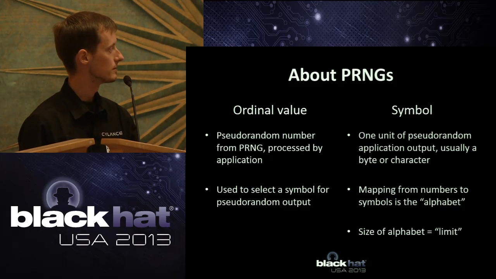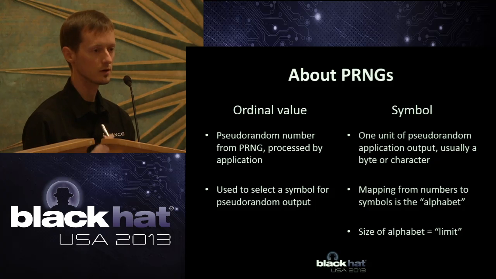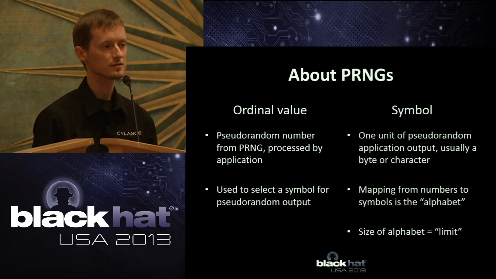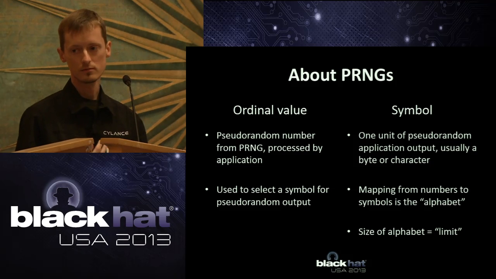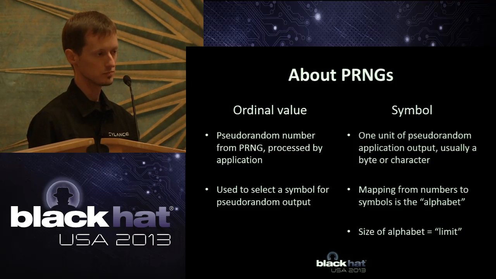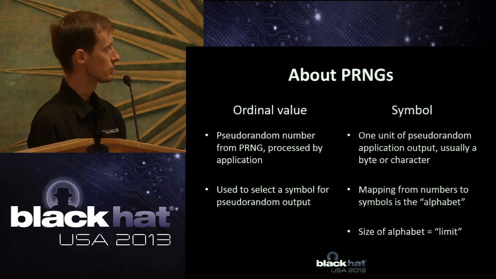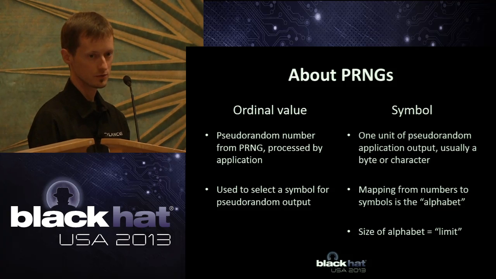So the pseudorandom number is pretty well processed by this point. We have what we're calling an ordinal value. Say they want numbers from 0 to 25. At this point, these ordinal values are ranging from 0 to 25.